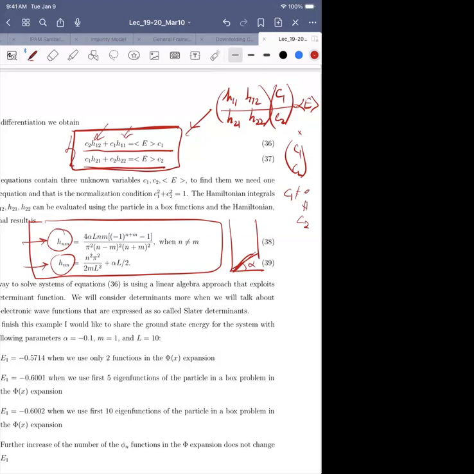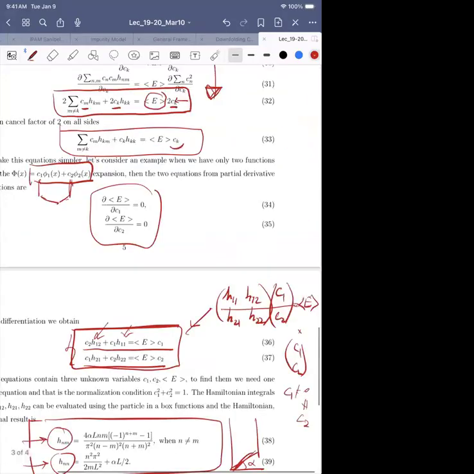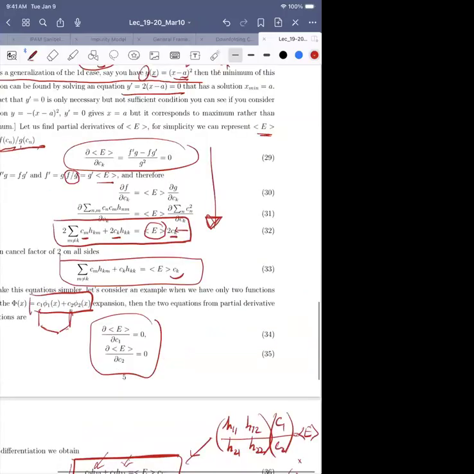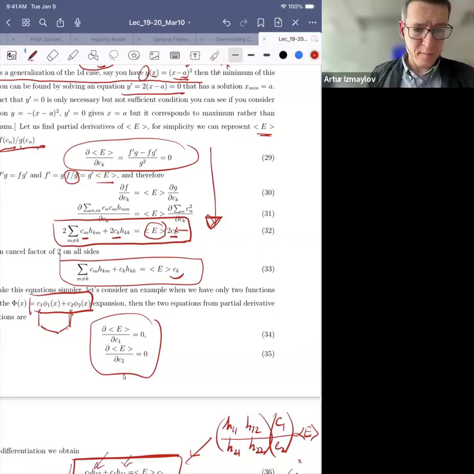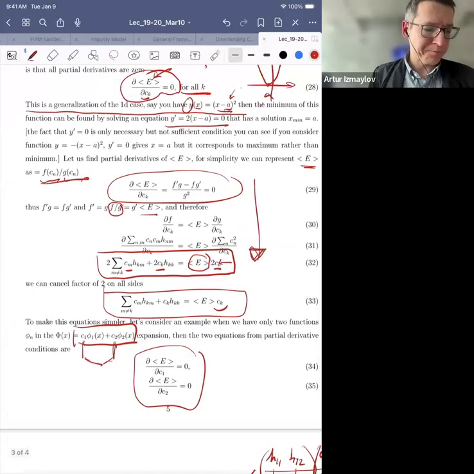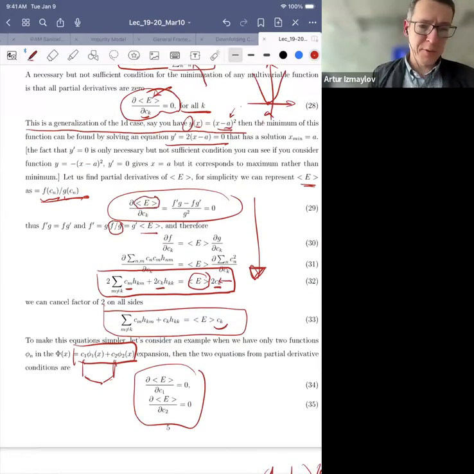Sorry, how did we get E average times C1 in the first one and then E average C2 in the second one? The equations, I mean. Sorry. We obtain this from the derivation that we just did, where we differentiated the expression for the expectation value of energy, and we obtain that the derivatives contain the expression itself.